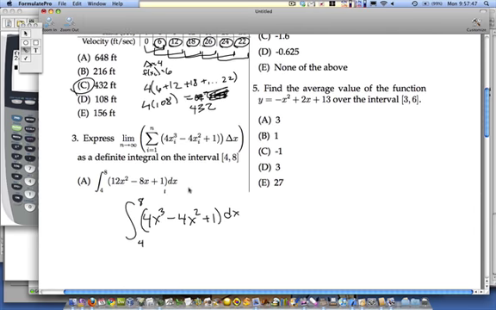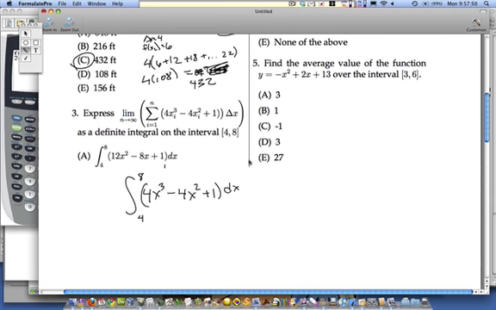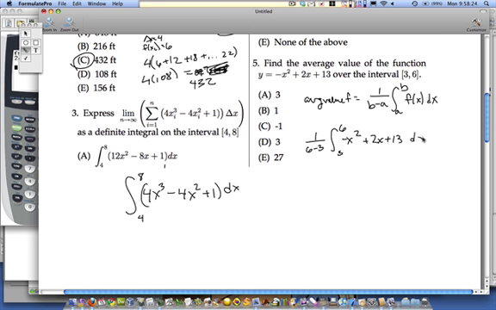Okay, last question. The average value of the function, I did not tell you this during class, so that's why I gave it to you during the test. The average value of f is equal to 1 over b minus a times the integral from a to b of the function you're finding the average value of. So all we have to do is plug this in. 1 over 6 minus 3 times the integral from 3 to 6 of negative x squared plus 2x plus 13 dx.